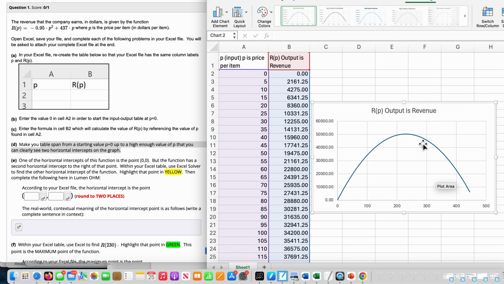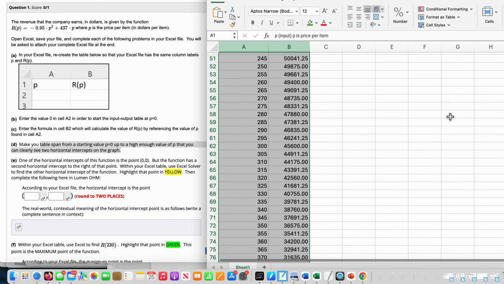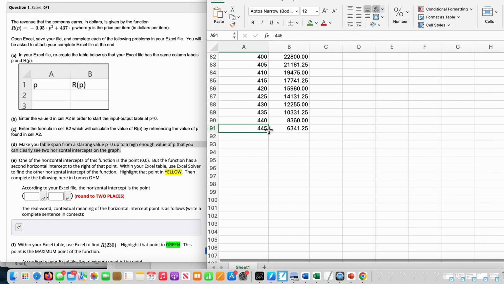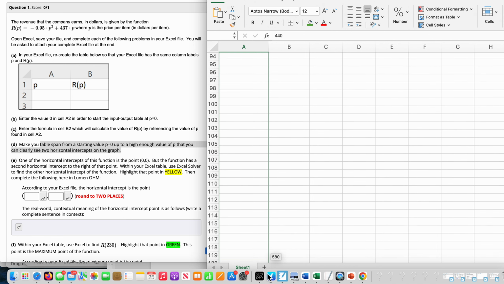All right. Well, that looks pretty good, but I see that I still haven't gone far enough because this has not continued down to go through the horizontal axis again. So let me get rid of this graph. I'm going to delete that. I'm going to keep going further. I'm going to highlight those cells showing that I'm stepping by $5, and I'm going to continue on.